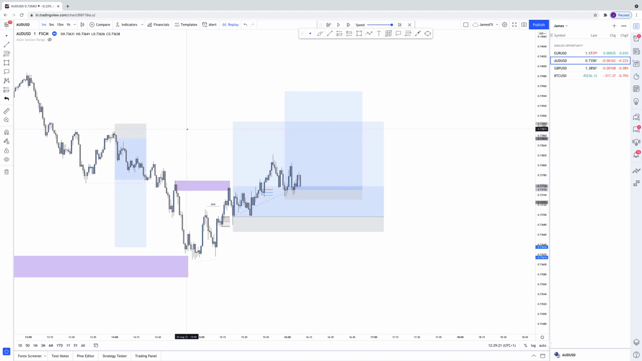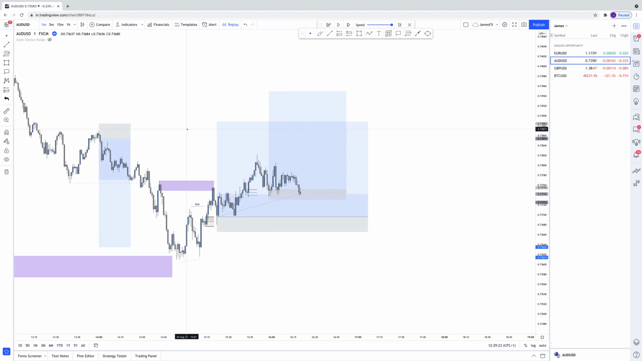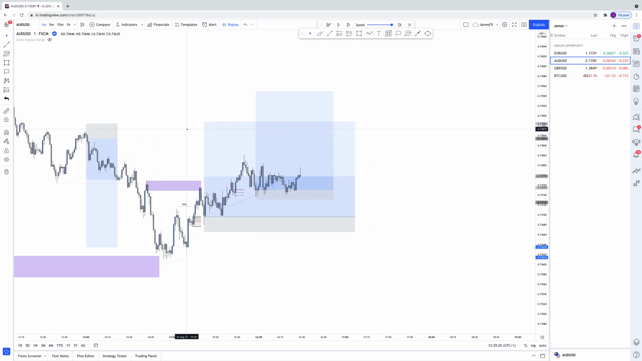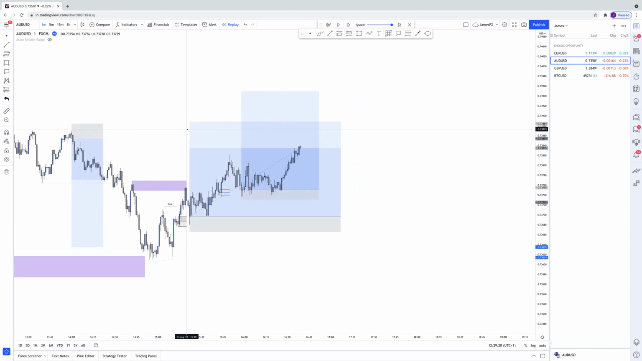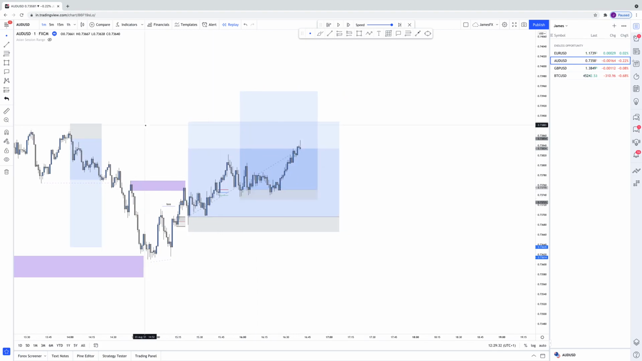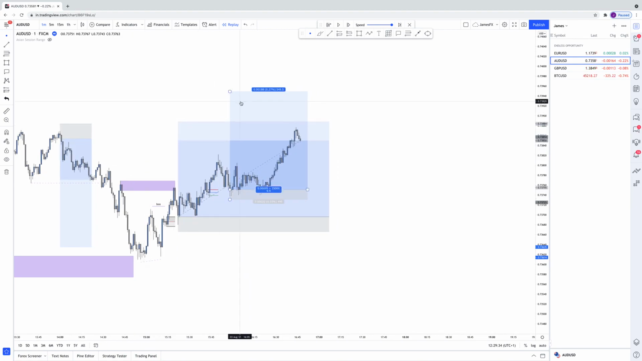Okay, and then we come back, and I don't believe you would have got taken out. No. Okay, so price doesn't go below this low here, and we continue up. Okay, but I didn't take that trade.